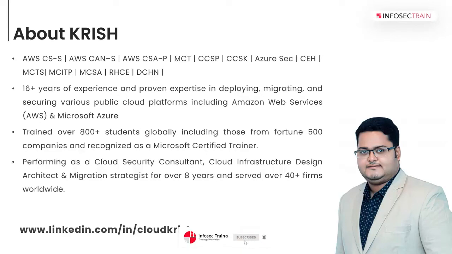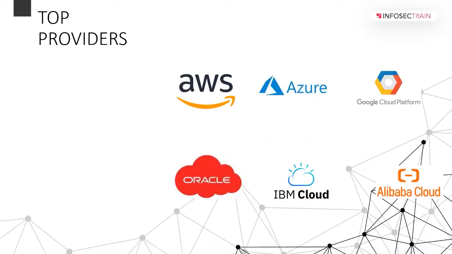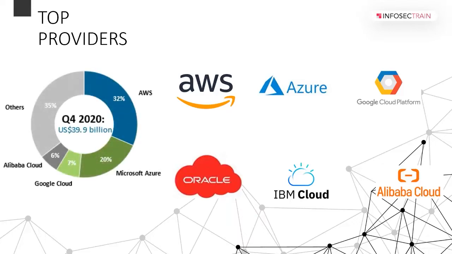So let's start, team. First of all, to give you an idea, we have a lot of cloud providers in the market now. You can see nearly 50 cloud providers, like Amazon, Azure, GCP, Oracle, IBM, Alibaba, DigitalOcean. But the three key players are always AWS, Azure, and GCP.